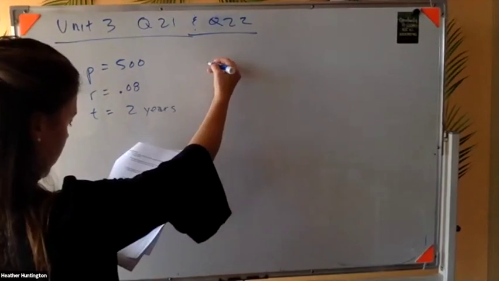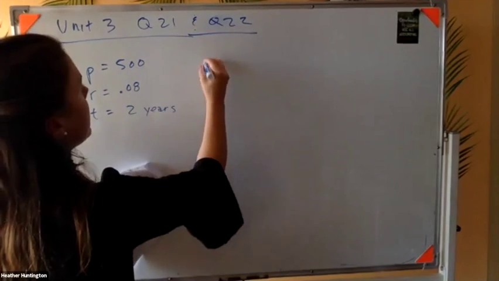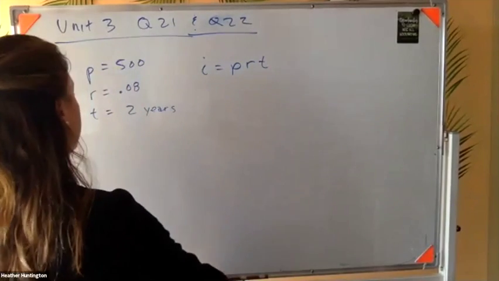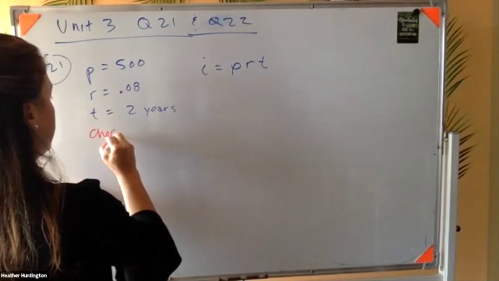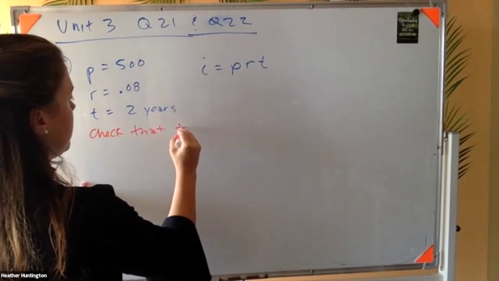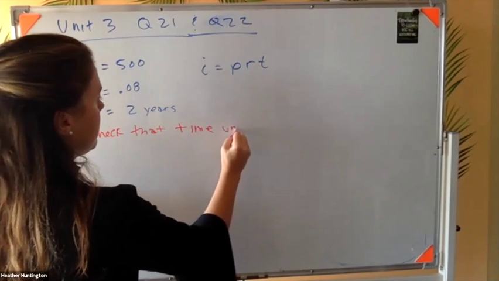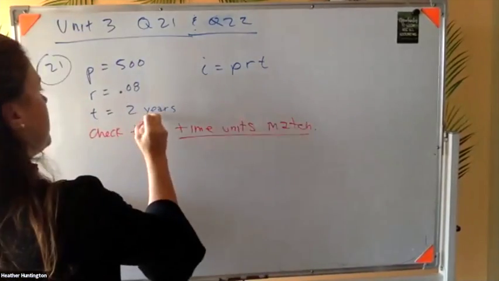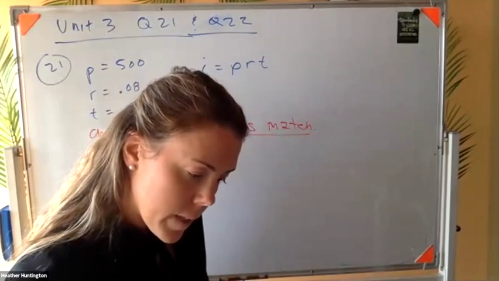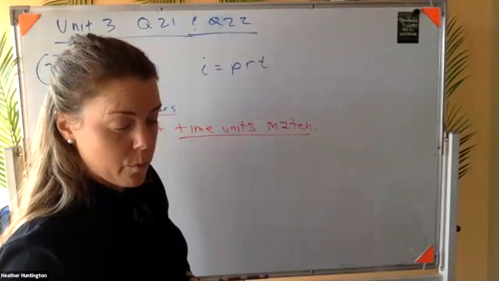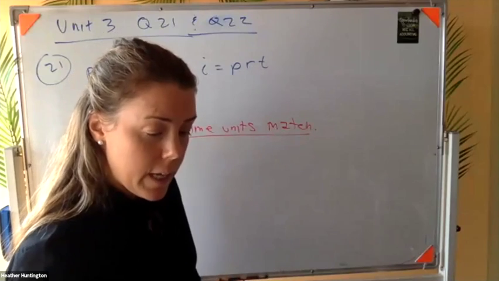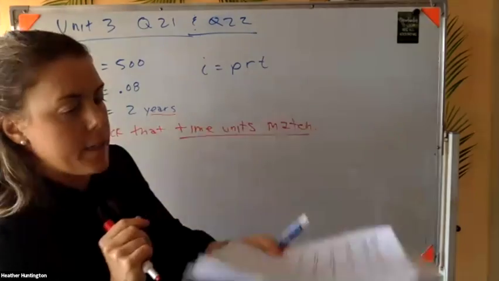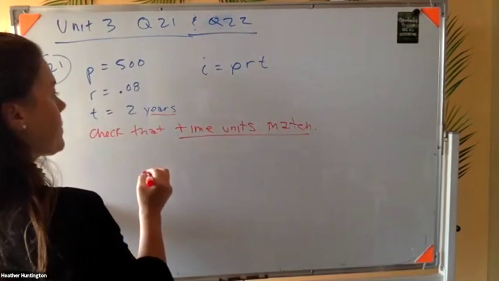So the interest is equal to the principal times the rate times the time. We want to check that the units are the same. So this is per year, and as I said, the default for rates is years. Even in the bold on the top, it says the rate is an annual rate unless otherwise noted. And assume there's 360 days in a year.